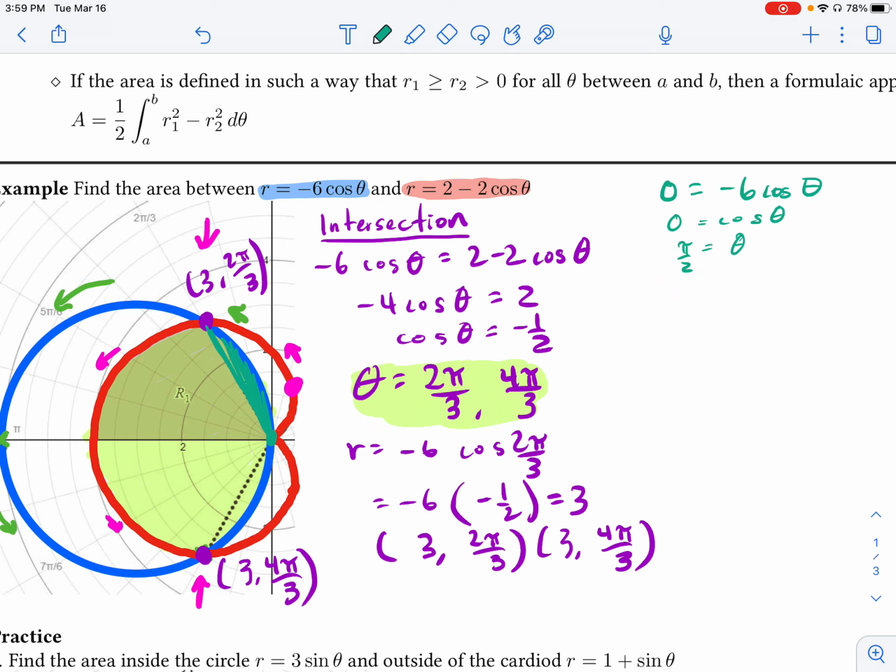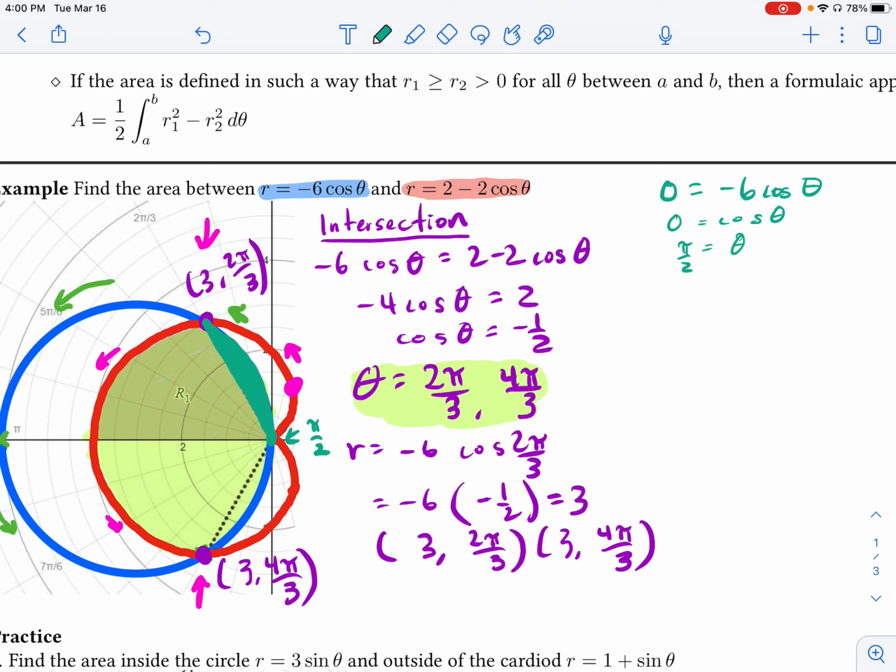So when theta is equal to pi over 2, so I'll just mark that here. When theta is equal to pi over 2, our r value is here at the pole. So we start at the pole. So starting from pi over 2, if I start integrating my circle from pi over 2 to 2 pi over 3, again, I'm going to start here and I'm going to move all the way out to 2 pi over 3, which is going to end right there. And integrating that is going to give me the area of this region here.